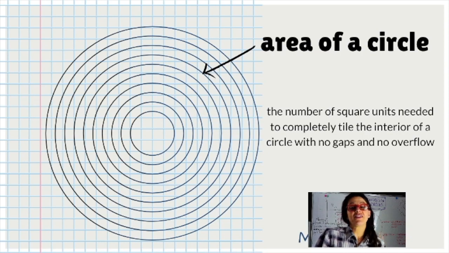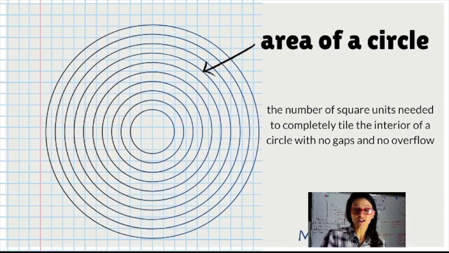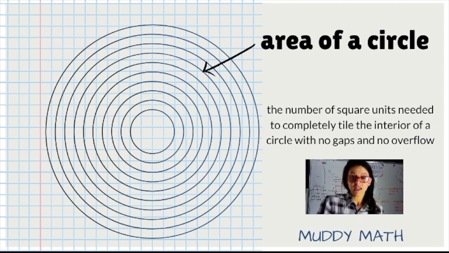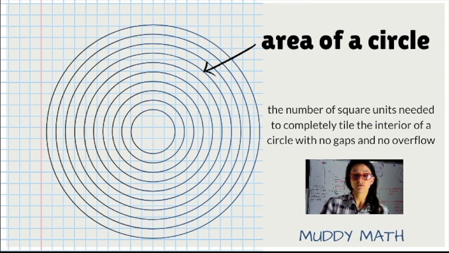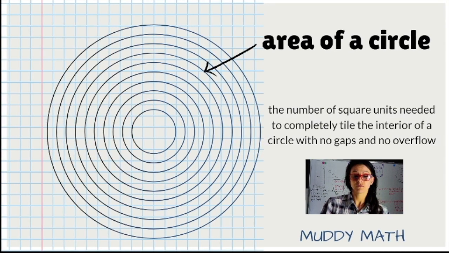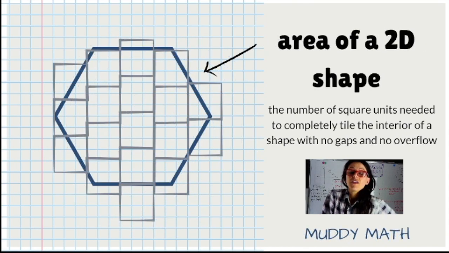This week we're talking about the area of the circle. The area of the circle is the number of square units needed to completely tile the interior of a circle with no gaps and no overflow. More generally, the area of a two-dimensional shape is the number of square units needed to completely tile the interior of a shape with no gaps and no overflow.